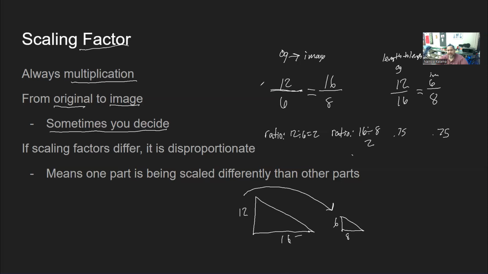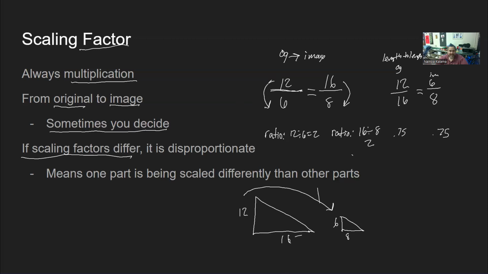So where do we see the scaling factor here? Here we have the original height going to the image's height. That's a scaling factor. Here we have the same thing, the original's length going to the image's length down here at 8. So what we learned today is that if those scaling factors differ, it's disproportionate. They need to be the same. That makes sense: if this triangle is shrinking by half, then everything needs to shrink by half.